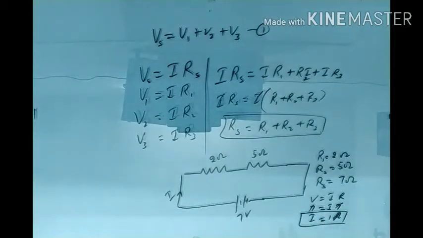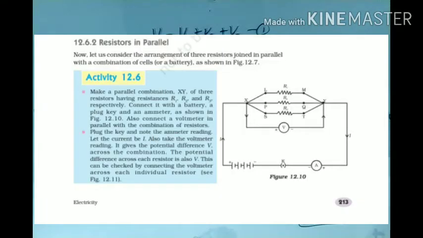So with this we can find the value of current. Now this was the first type, where resistances are connected in series combination. Now second, we have resistances connected in parallel combination. So let's take a look at a diagram. In this diagram, all the resistors are connected in parallel.